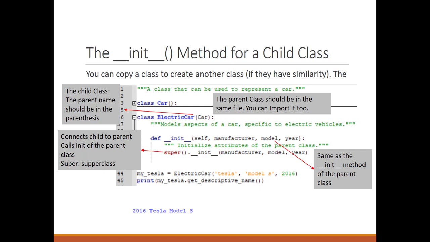So again, let's have the advanced topic. Here we have one class called car, and then we are creating another class, or subclass, which is electric car. So we have the car and we have the electric car, which is a subset of the car. The car can be gas based or electric. So here we are defining another class, which is a subclass of the car.